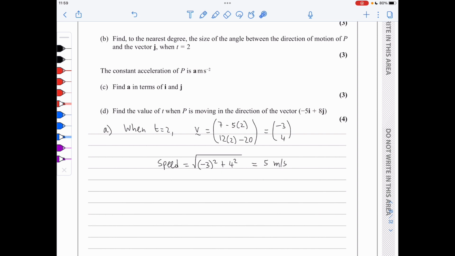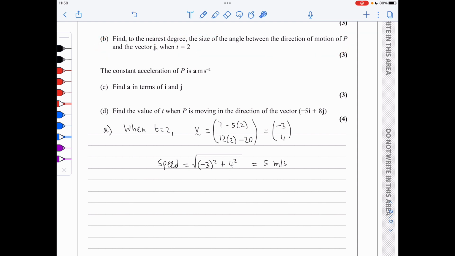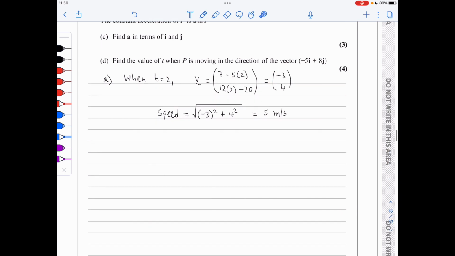In B, we need to find, to the nearest degree, the size of the angle between the direction of motion of P and the vector j when t is 2. We've got the velocity here when t is 2. Remember that direction stems out of the velocity vector. So I will start by drawing a vector corresponding to minus 3, 4. The idea is to sketch a diagram to get a sense of what's happening.